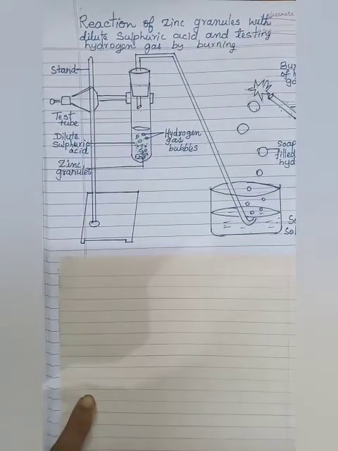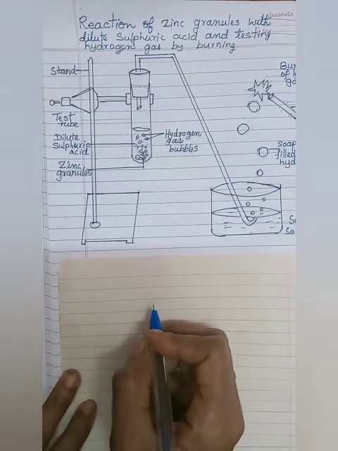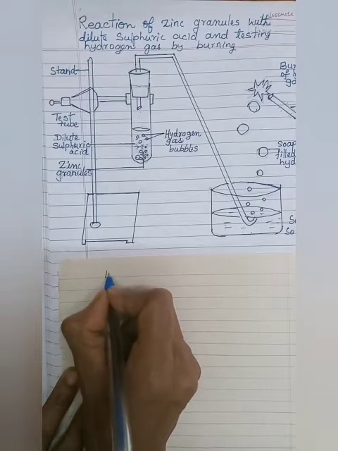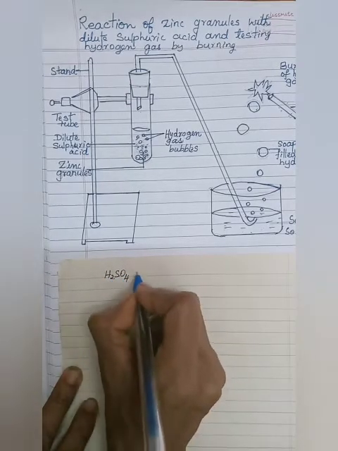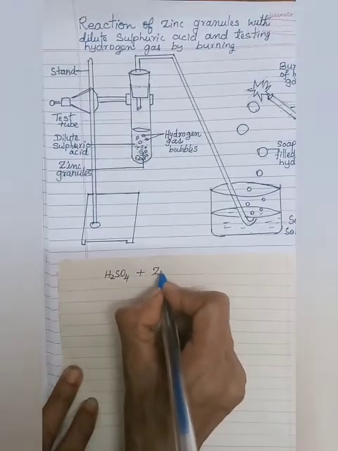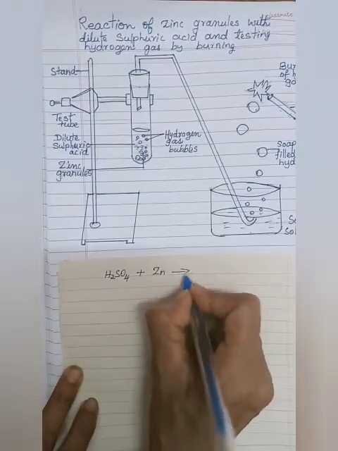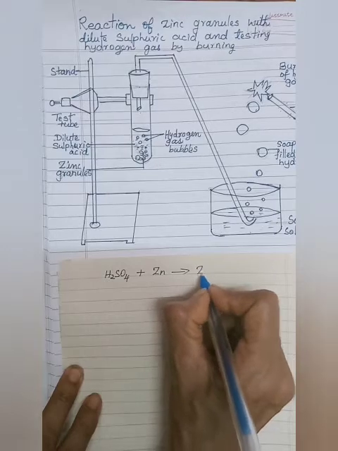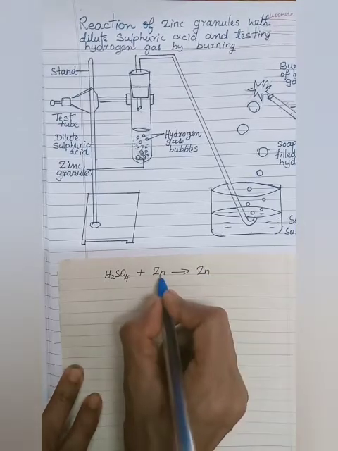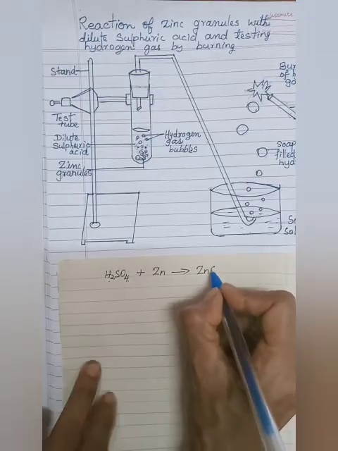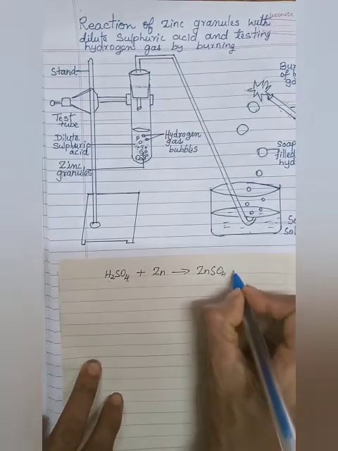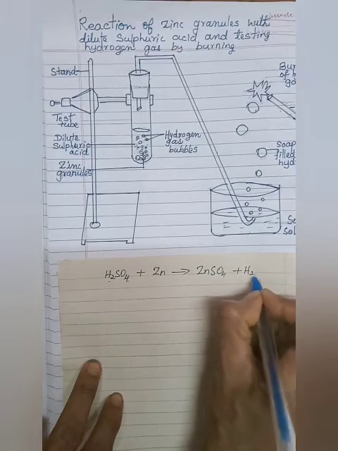Now let us write the reaction between sulfuric acid and zinc granules. Sulfuric acid, its formula is H2SO4. Zinc granules, zinc, its symbol is Zn, gives zinc sulfate. Zinc displaces the hydrogen atom from the acid. It forms zinc sulfate and liberates hydrogen gas.